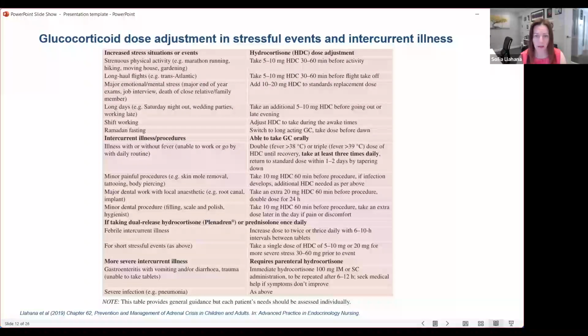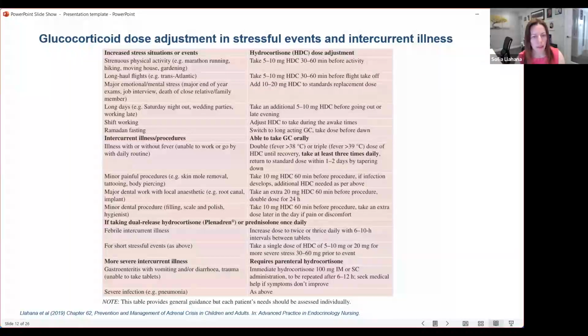Ramadan fasting is another area where you need to adjust the dose of your hydrocortisone, and in this case, we suggest that you switch to a long-acting glucocorticoid. So in this case, it would be prednisolone or a long-acting hydrocortisone, that can last much longer and cover you for that fasting period.